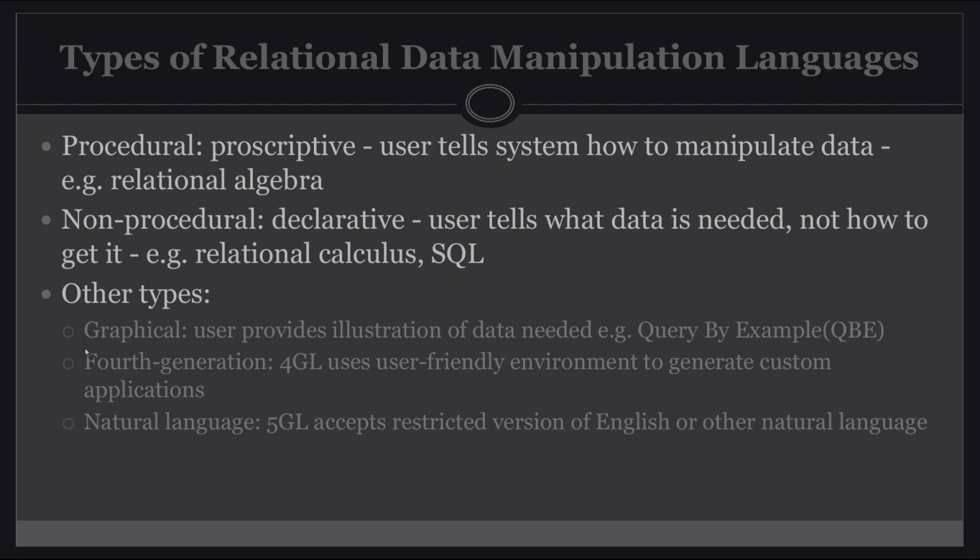Okay. Other types are graphical, fourth generation, which is user-friendly stuff, and natural language, which is the fifth generation, using a restricted version of language, English or some other natural language.